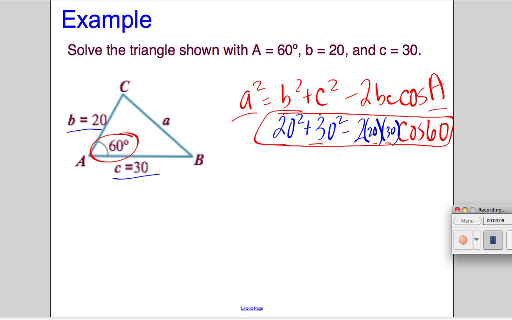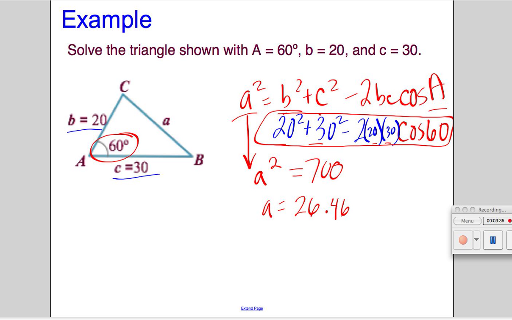Punching that into my calculator gives me the exact value of side a squared. I get a nice, easy answer: this whole value gives me 700. I make sure that I'm in degree mode, not radian mode. And the one common mistake is that we forget to take the square root at the end, because this is not a, this is just a squared. So to get a, I need to take the square root of that answer, and I get 26.46.